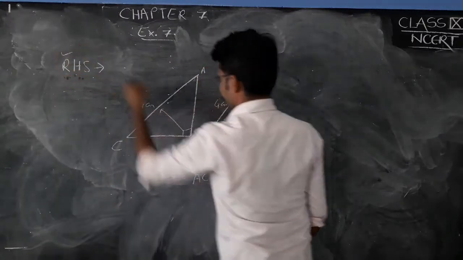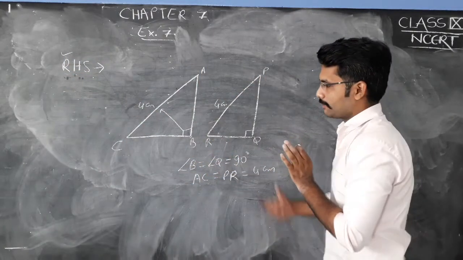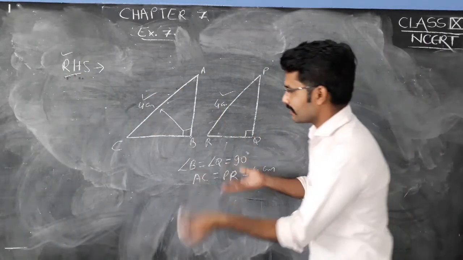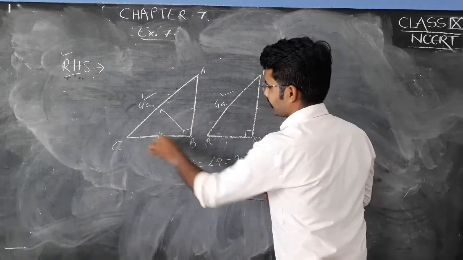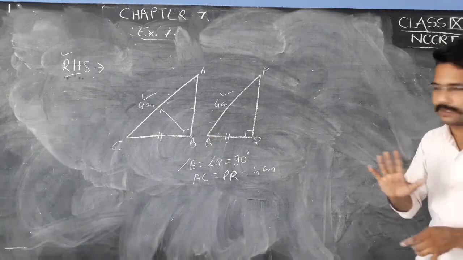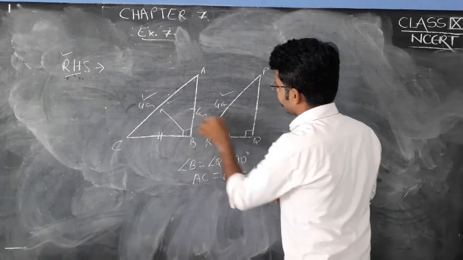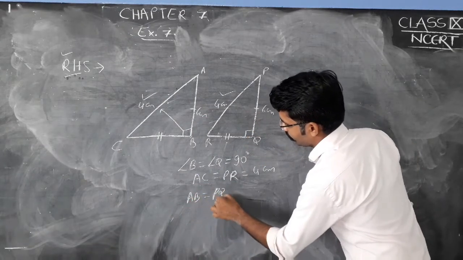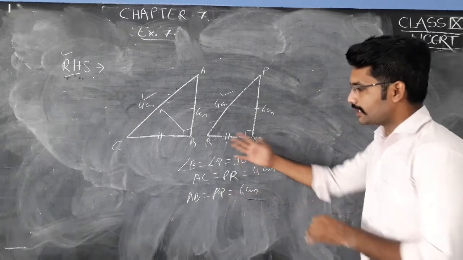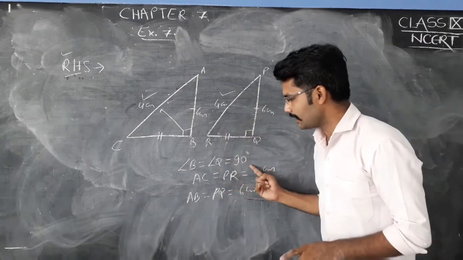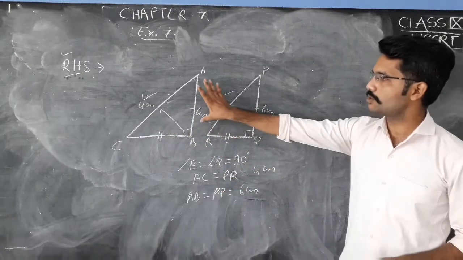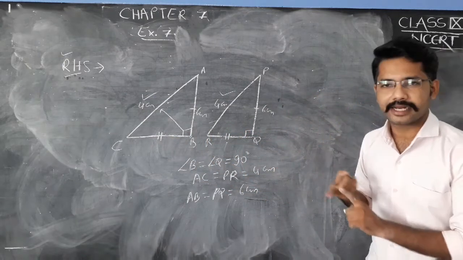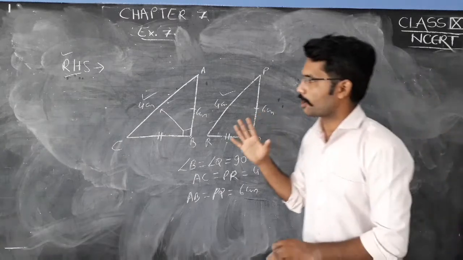So the first thing we have shown is the right angle, one angle measuring 90 degrees. Then we have shown the hypotenuse, 4 centimeters. And any one side of it: either we can take this side or this side, any one of them. Suppose I take 6 centimeters, and PQ is also 6 centimeters. So the third thing I can write is AB equals PQ equals 6 centimeters. First we have shown a right angle, second the hypotenuse, and third any one side out of the two sides. So here we have used the right hypotenuse side property.